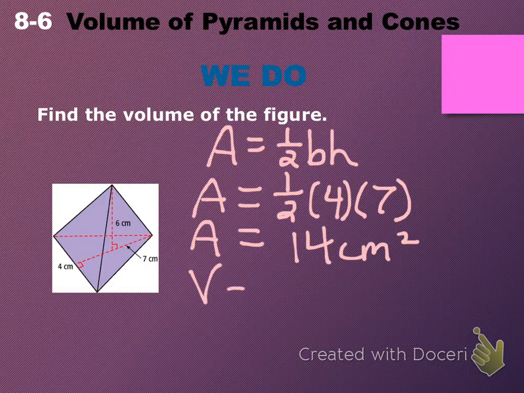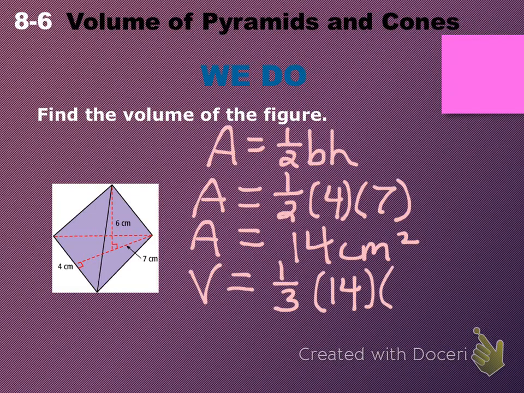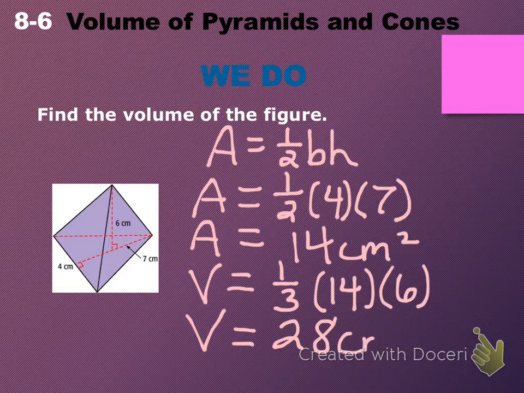So now to find that volume, we're going to take 1/3 times that base times the height of the pyramid, which is 6. When you do that, you get 28 centimeters, and since it's volume, it's cubed.